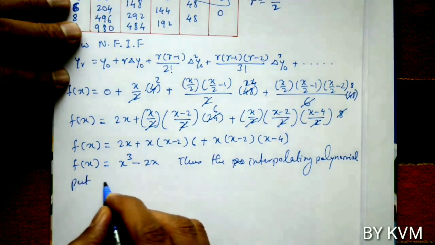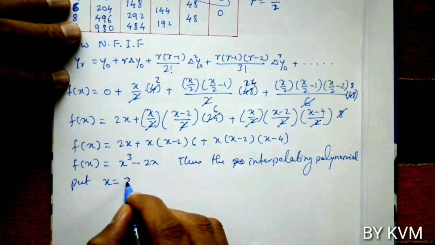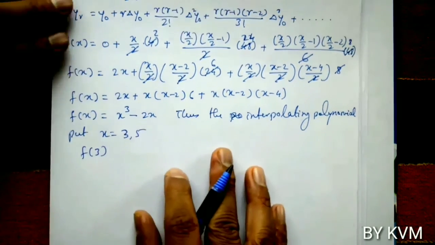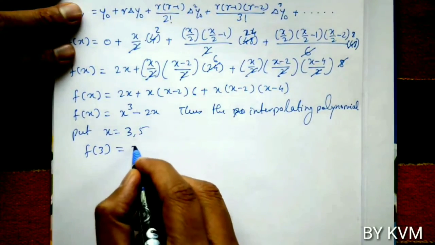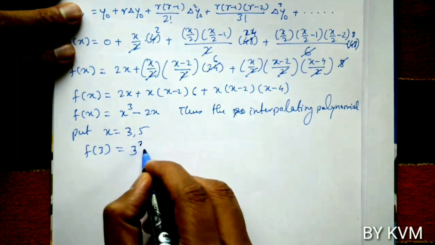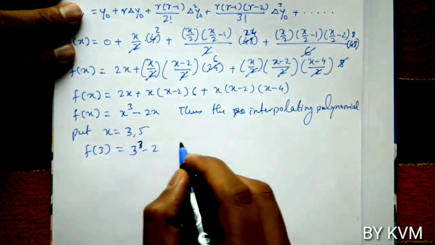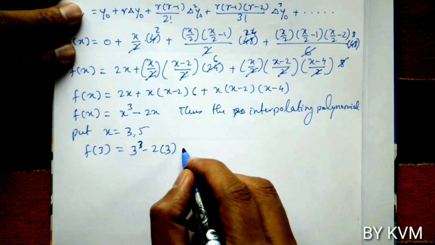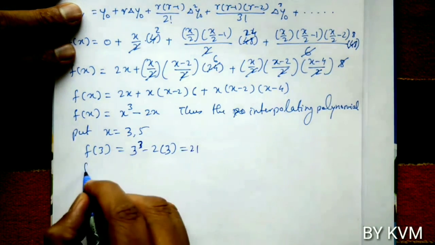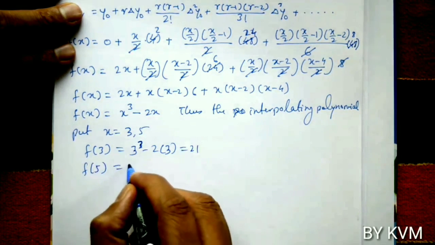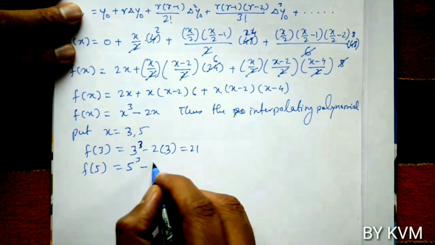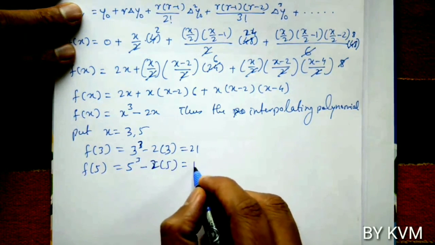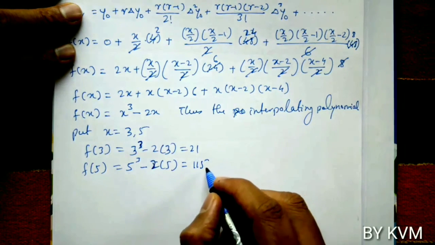After finding the interpolating polynomial, we have to find f of 3 and f of 5. So in f of x, put x equals 3 and x equals 5. So f of 3 equals 3 cube minus 2 into 3, so 27 minus 6 is 21. Then f of 5 is 5 cube minus 2 into 5, that is 5 cube is 125 minus 10, which is 115. So this is the solution.